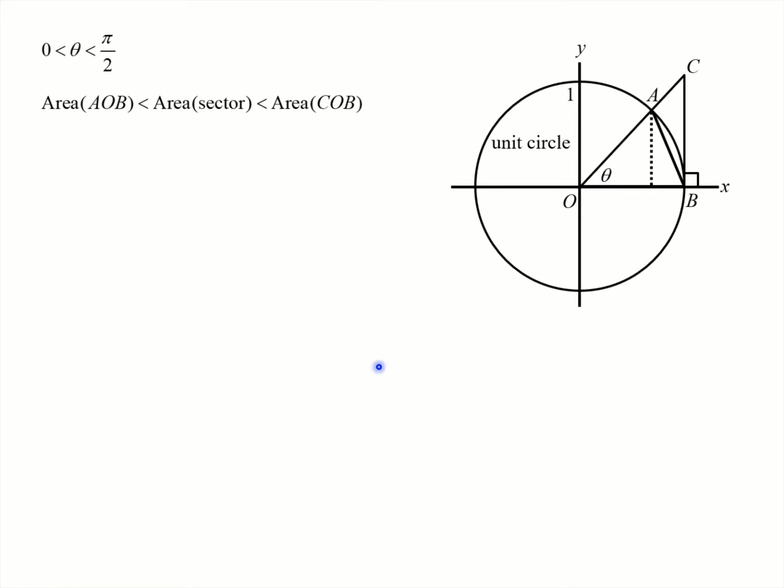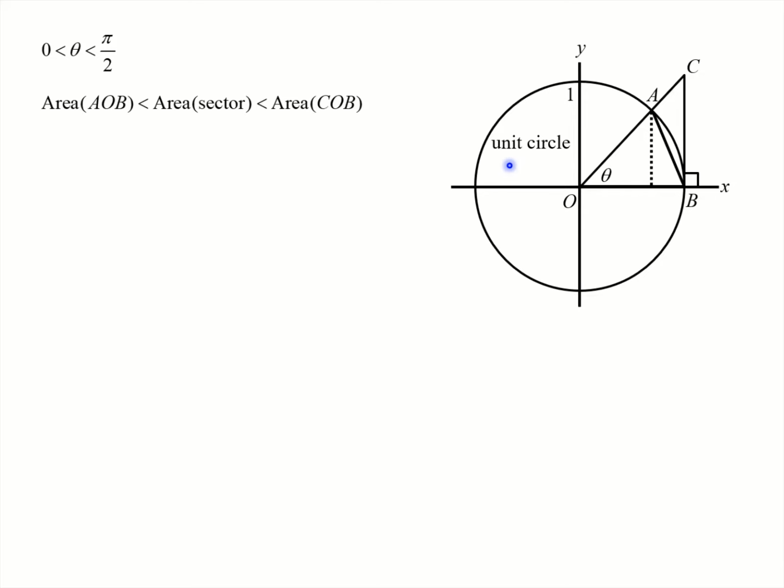Okay, so now look at this. We have a pretty complicated picture here. And the first thing to notice is that I put the unit circle there. So the unit circle has radius 1. That's going to be important.